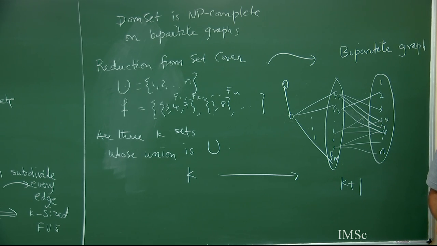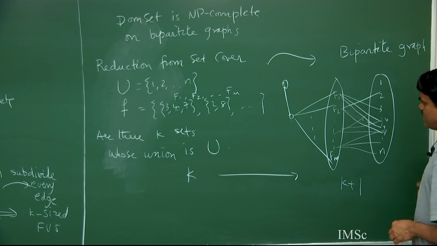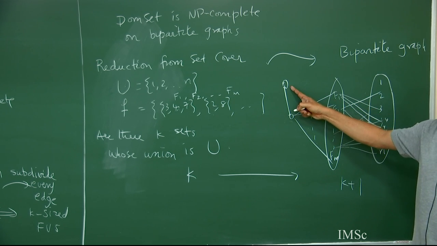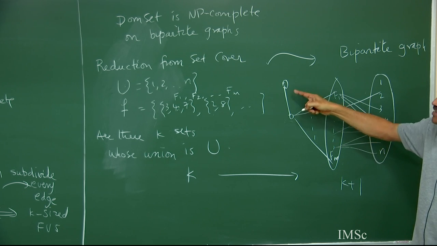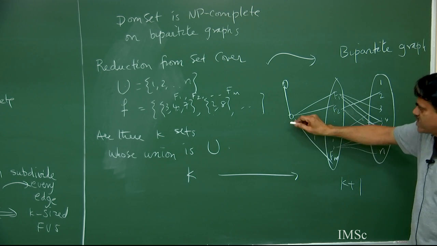Okay, so suppose now this is my new graph. I'm just building it up based on what I require. So now this is my graph, and I want a k plus 1 size dominating set. Clearly, this vertex has to be dominated. If your dominating set picks this, you might as well pick it here. It will dominate this. So do your adjustment so that this is now forced.